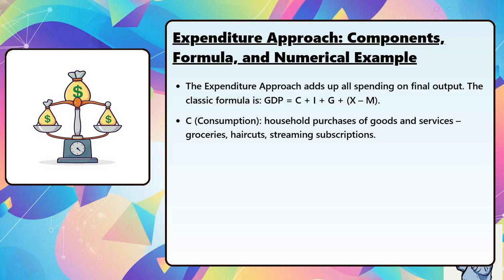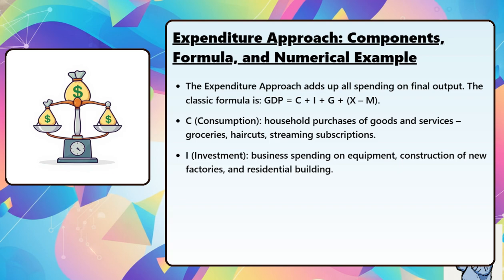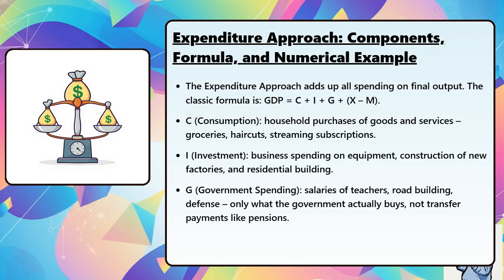C. Consumption: household purchases of goods and services such as groceries, haircuts, and streaming subscriptions. I. Investment: business spending on equipment, construction of new factories, and residential building. G. Government spending: salaries of teachers, road building, defense, only what the government actually buys, not transfer payments like pensions.